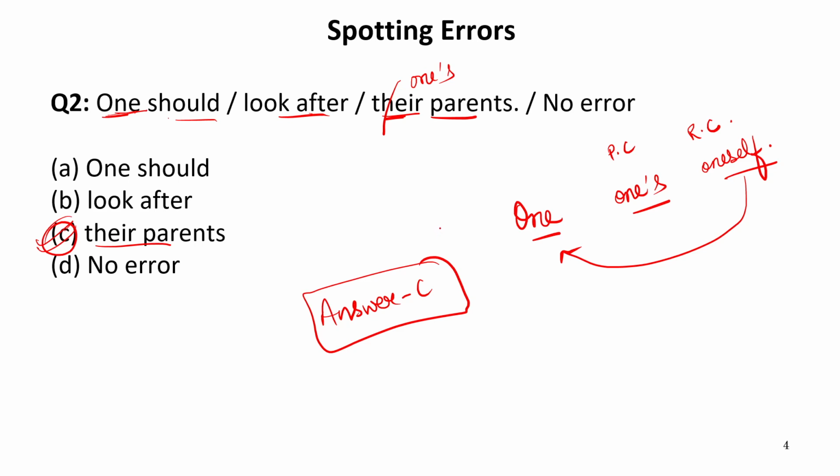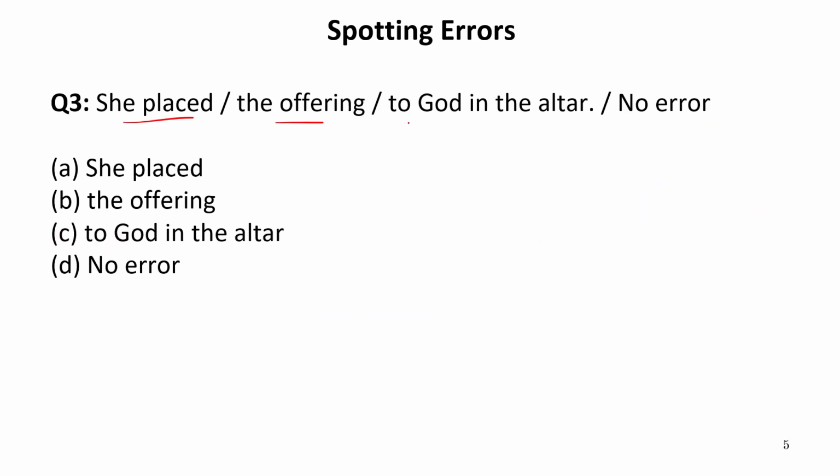Now let us move to the next one. She placed the offering to God in the altar. Now altar is basically the duration, the day on which the sacrifice is given. So this is a kind of day or a kind of festival, or kind of ceremony. We cannot use in for it. Instead, we should use on as a preposition. Therefore, here the preposition is incorrect. In should be replaced with on.